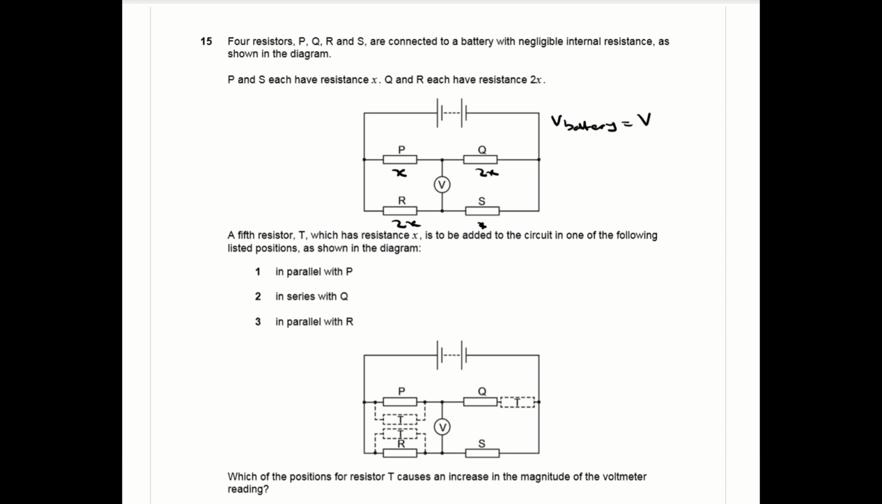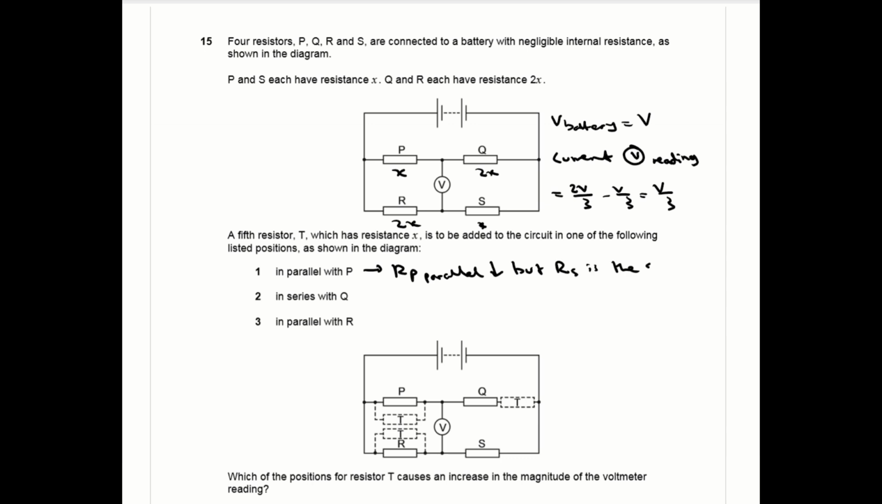For case 1, if you add T in parallel with P, this would cause the parallel combination of P and T to have a lower overall resistance than P by itself. So the potential just after P would decrease, while the potential just after R would remain the same, causing the voltmeter reading to increase. The same thing would happen if you added T in series with Q. The potential just after P would decrease, because now Q and T take up a larger voltage across that branch, which would also cause the voltmeter reading to increase.